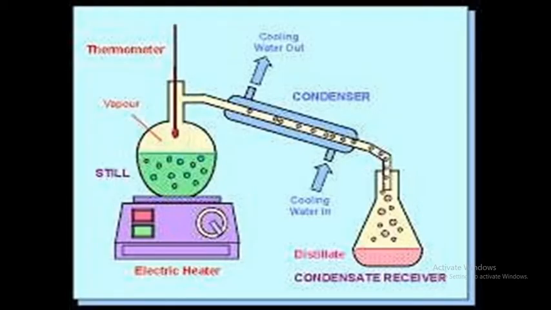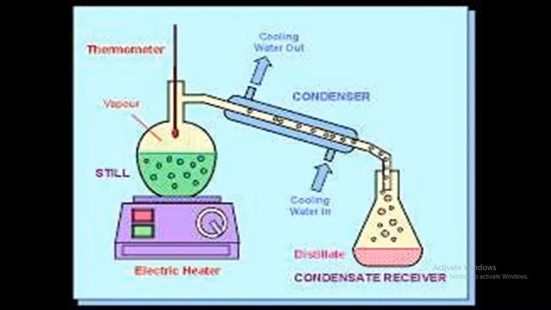The figure shows a simple distillation laboratory setup. Apparatus used in simple distillation are an electric heater, round bottom flask, condenser, conical flask and thermometer. Distillation is a process of separation of liquids on the basis of their boiling points. There are two steps involved in distillation: the first one is evaporation, the second one is condensation.